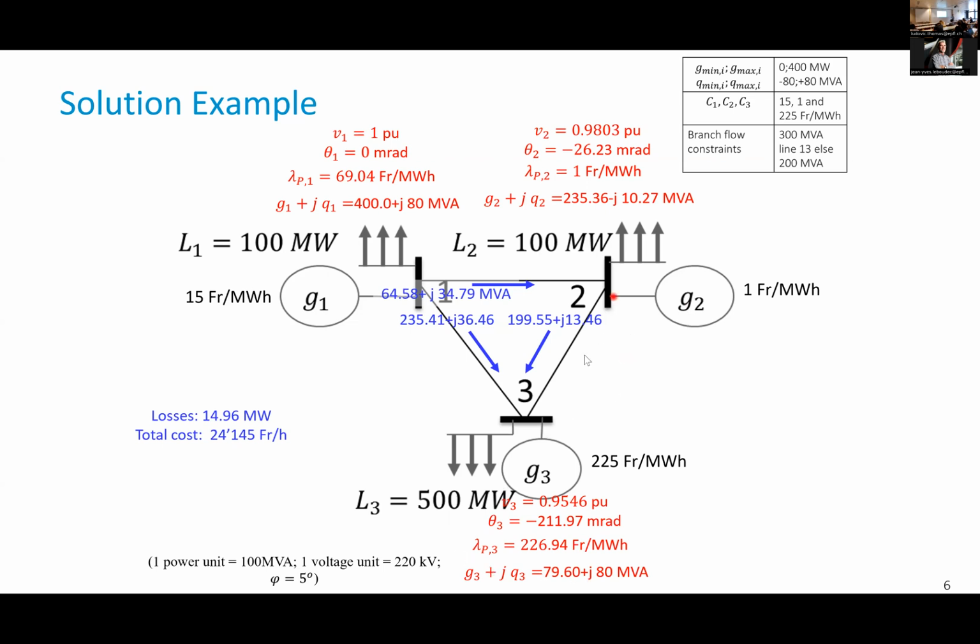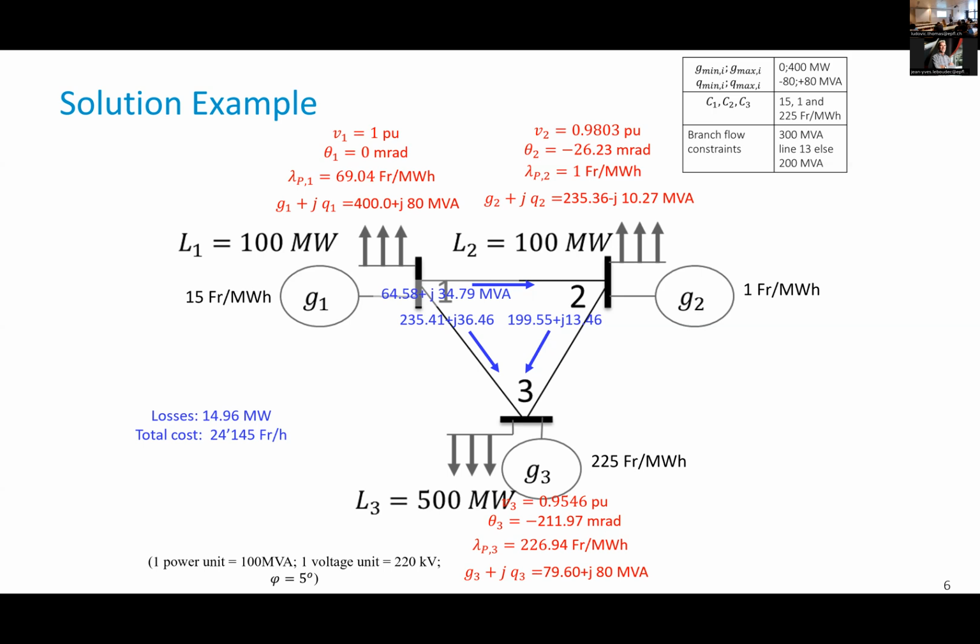We see also the power line flows. We see here 199 megawatts, so close to the capacity of 200 megawatt here. So if we take the module of that, we probably find 200 megawatt on this line, and 300 megawatts on line 1, 3, sorry. No, it's 300 megawatt for this and 200 for those here. So we see that active power flows from bus 1 to bus 2, and from bus 1 to bus 3, and from bus 2 to bus 3 here. That's what the solution of this optimization problem will give us.